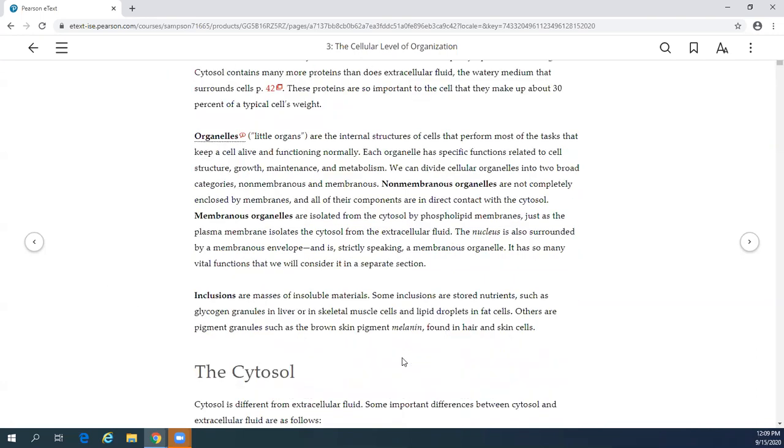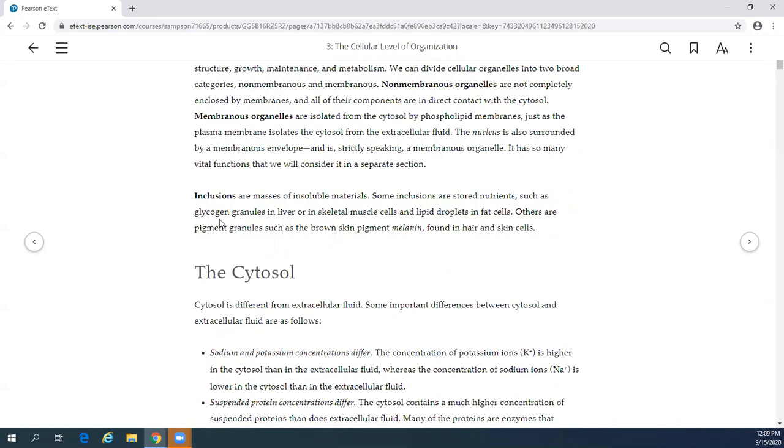Okay, so organelles, there's two different types of organelles. There's membranous and non-membranous organelles. Pretty straightforward as to whether it has a membrane or not. And of course inclusions are masses of insoluble materials. Some inclusions are stored as nutrients such as glycogen, which is stored glucose, and we store that either in the skeletal muscle or the liver, right? So glucose in excess will be stored as glycogen. Lipid droplets in fat cells, others pigment granulations such as the brown skin pigment, melanin, found in hair and skin cells.